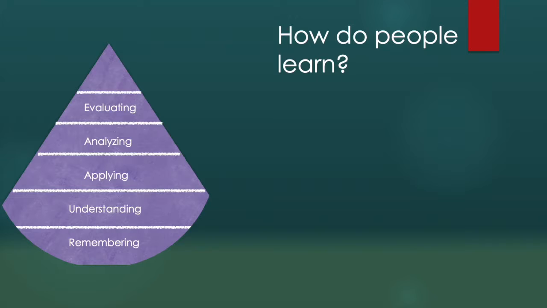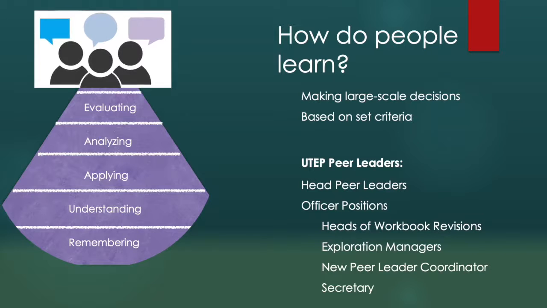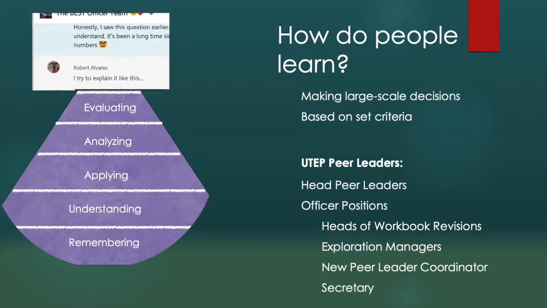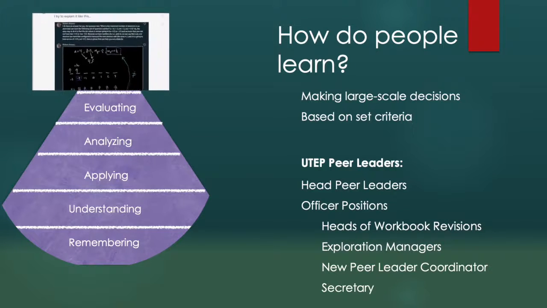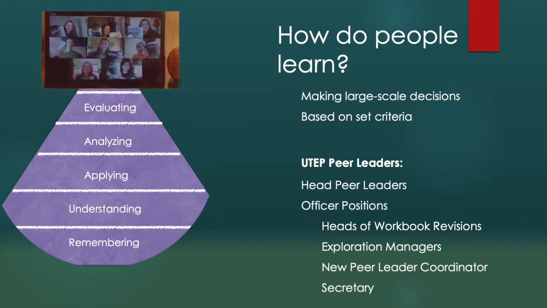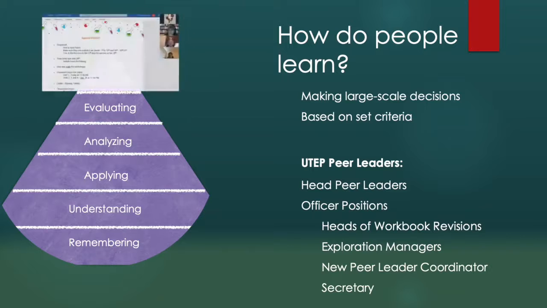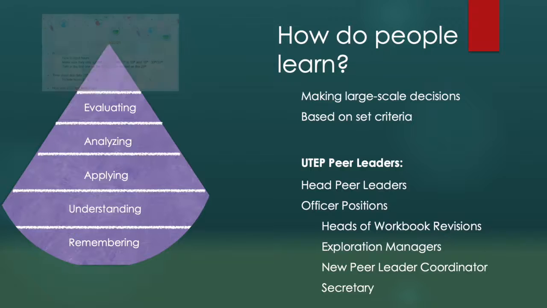Which brings us to the fifth level, evaluating. Evaluating here means having the confidence to make executive decisions that affect the entirety of the program and the students the program caters to. For our group of peer leaders, this has manifested itself as officer positions within the program that may implement changes to the program itself to better serve both students and peer leaders by taking initiative over how material should be delivered in the published workbook every semester, as well as how to maintain standards within the peer leading program for the future.